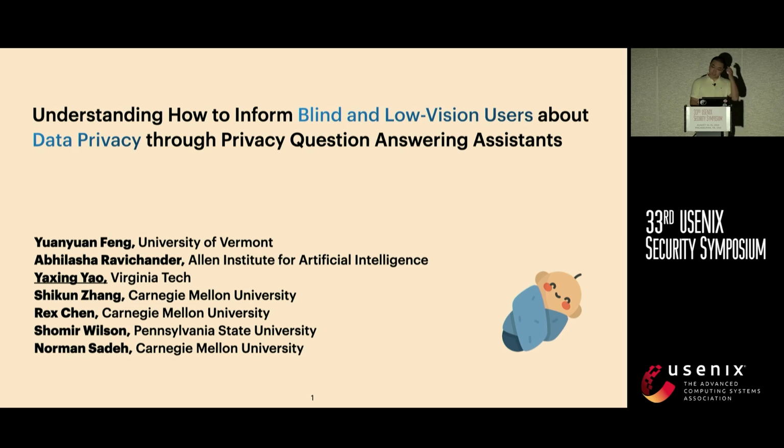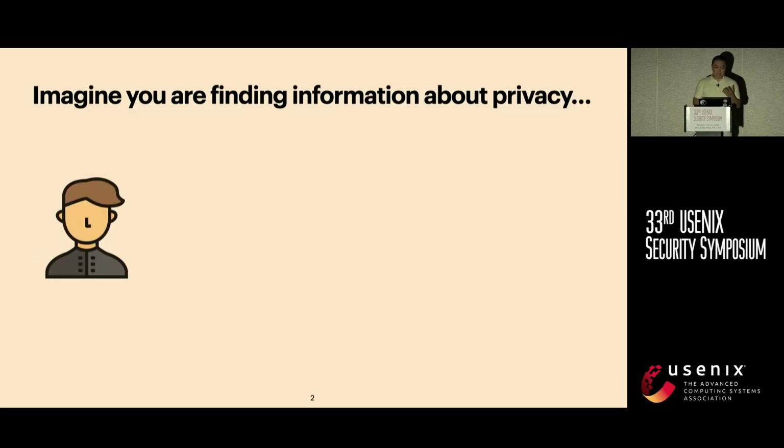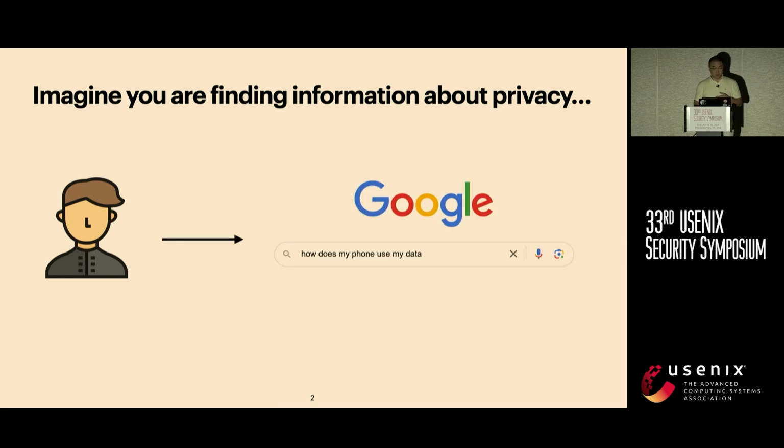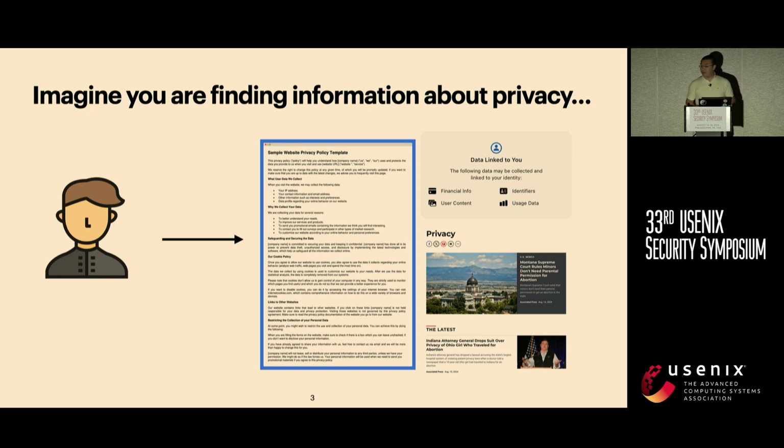To begin the talk, first of all, I would like you to imagine you're finding information about privacy online. So here you are, and you go to Google, you search for something about how does my phone use my data. And then you get a bunch of things here. Some privacy policies, labels, some privacy related news. Let's skip the discussion of the usability. Let's just assume they work very well. You learn something from that.